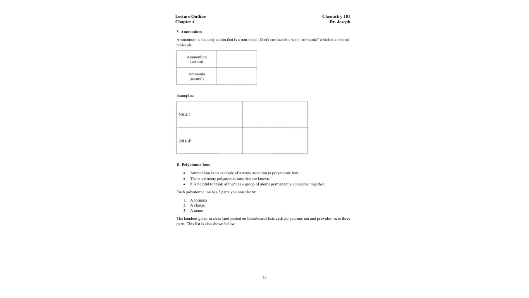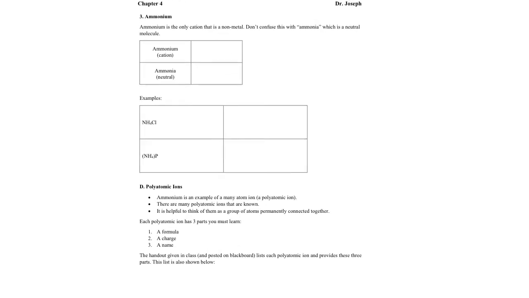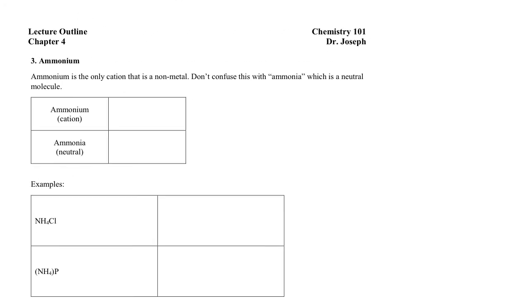So far, what you've learned is that metals form positive charges and nonmetals form negative charges. In chemistry, there are always some exceptions, and one of those exceptions, the one we're going to focus on in this class, is the ammonium ion. The ammonium ion is the only cation that is a non-metal. And it's not ammonia, that's a separate thing, so don't confuse it with that. But ammonium is a special type of nonmetal. It's actually a group of nonmetals.